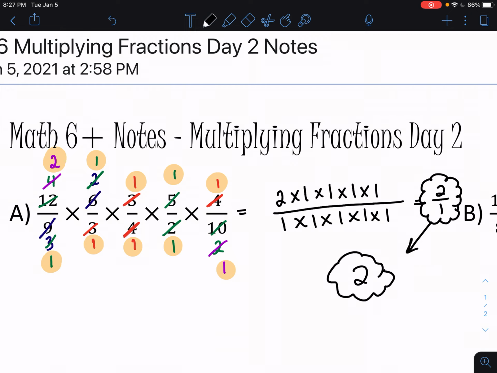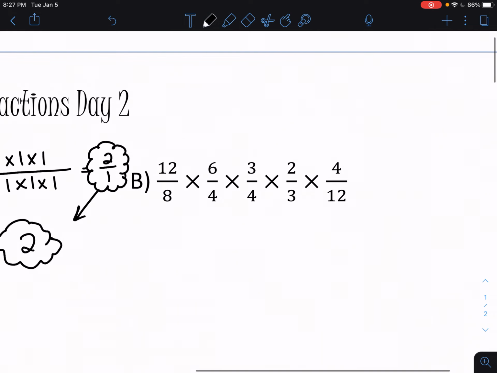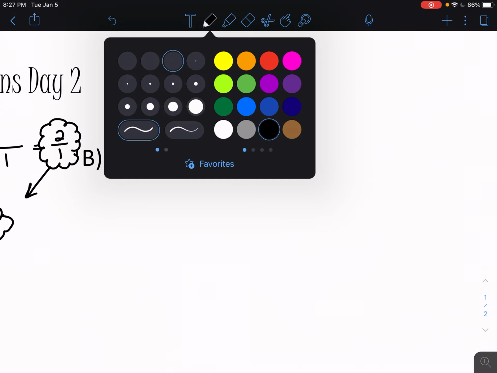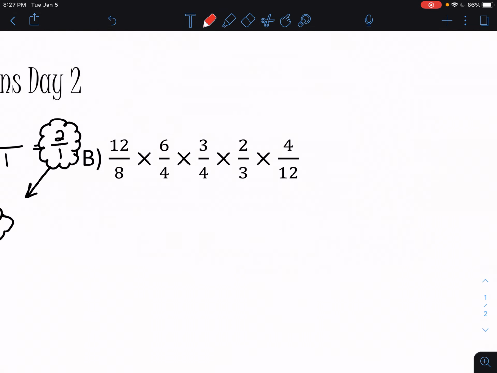So again, we started by canceling out anything that was the same on the top or the bottom, and then cross-canceling anything that was possible to cancel. Okay, so I'm going to show another example over here. So let me change my pen back. So the first thing I'm going to cancel out is anything that's the same. So I notice that there's a 12 on the top and a 12 on the bottom. So I'm going to cancel those.